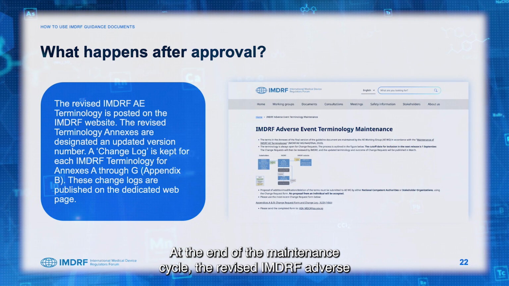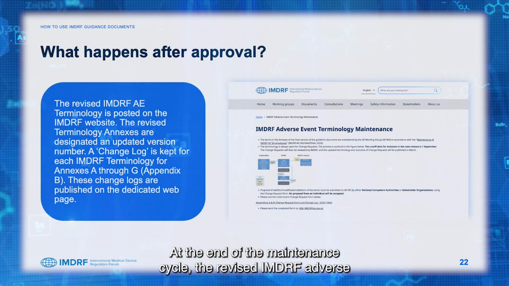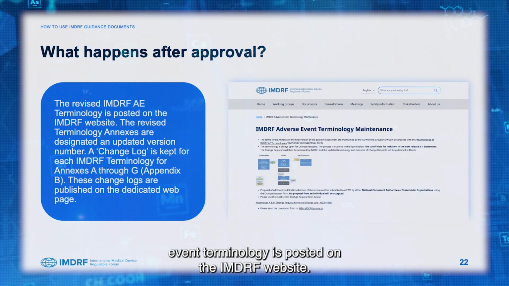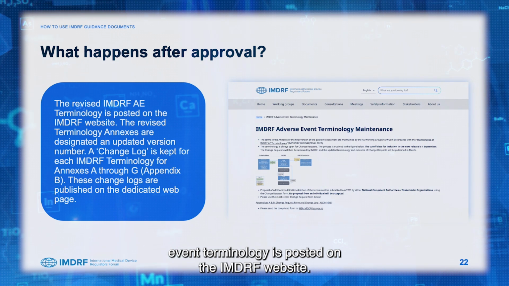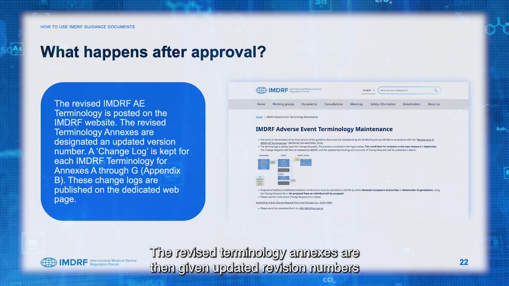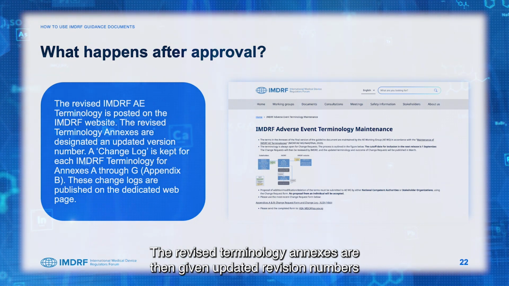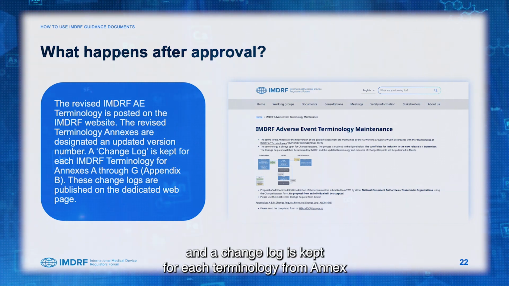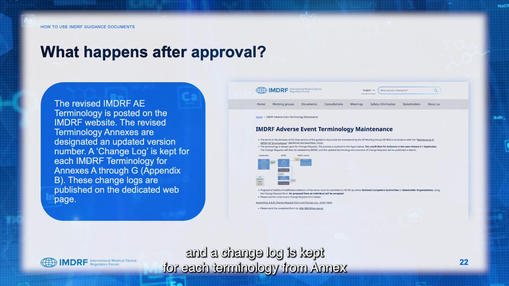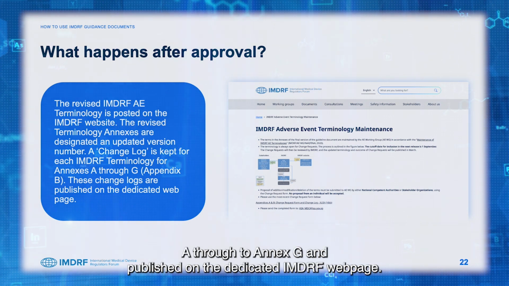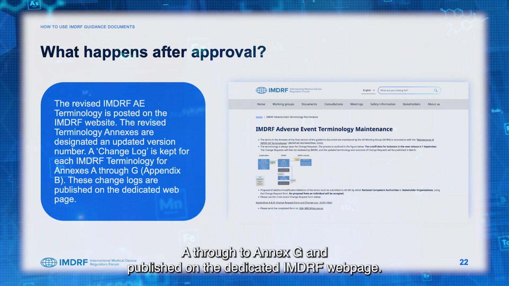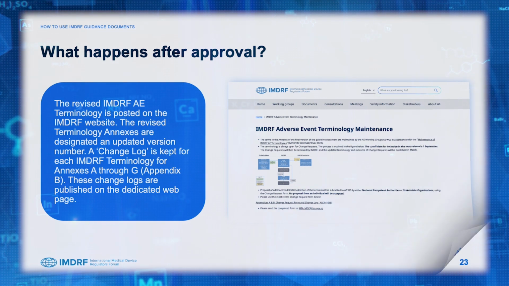At the end of the maintenance cycle, the revised IMDRF Adverse Event Terminology is posted on the IMDRF website. The revised terminology annexes are then given updated revision numbers, and a change log is kept for each terminology from Annex A through to Annex G and published on the dedicated IMDRF webpage.